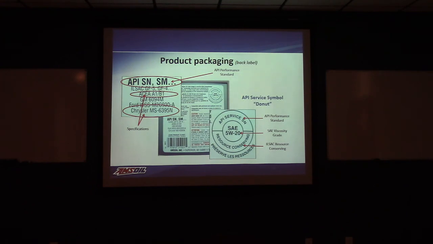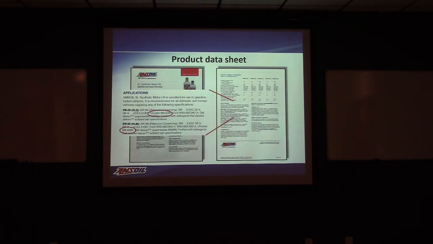So hey, the product container should tell you all of that. What happens if you don't have the product? See if you can get a hold of a data sheet, because the data sheet will usually give you the same type of information. Look at the application and see if you have the oil of the proper viscosity that meets those specifications too.